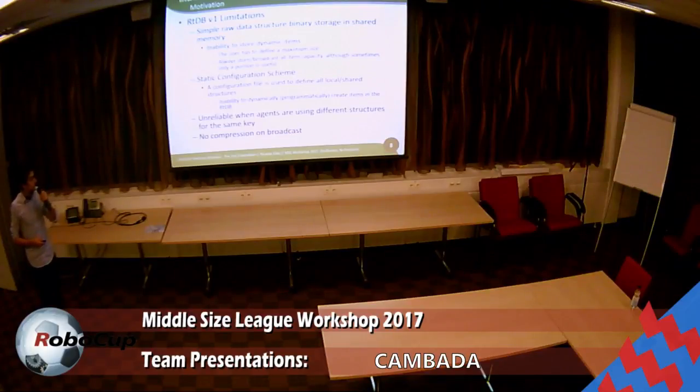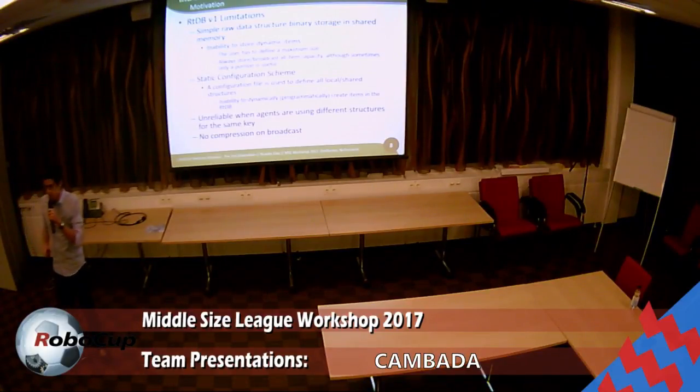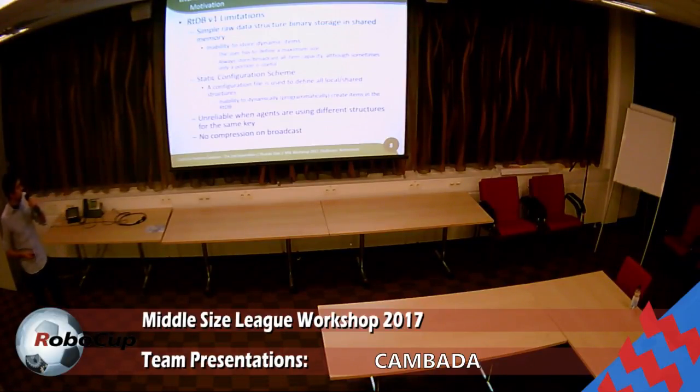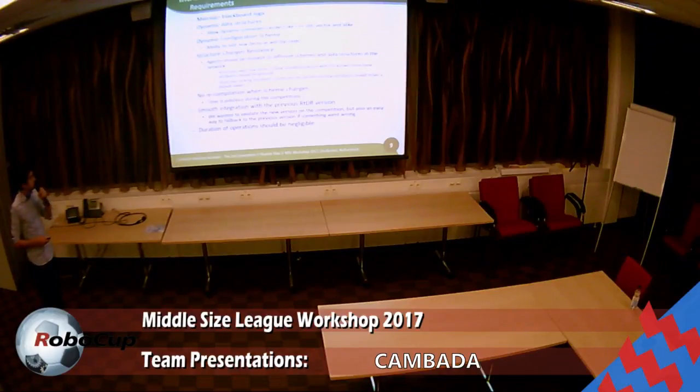Also, the configuration scheme is static. You have to define it previously, and you can't put any items that the RTDB doesn't know beforehand. We want to be able to dynamically create items on the fly. Sometimes it's unreliable when agents are using different structures. So when the sizes of the structures differ, sometimes you have a warning and it just discards the packets. Other times it just crashes. It's undefined behavior. And there's no compression on broadcast. We simply send the binary data over the network.